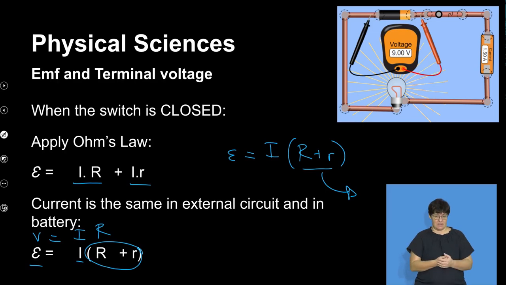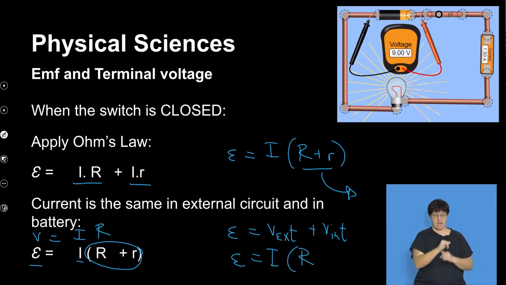So whether you choose to look at it as E equals V external plus V internal, it's the same as saying E equals I multiplied by (R plus r). But why is I a common factor? Because the current that goes through the battery, which has the internal resistance, will be the same as that which goes through the external circuit, in this case the light bulb, because these are in series. That's why we talk about the sum of the two.